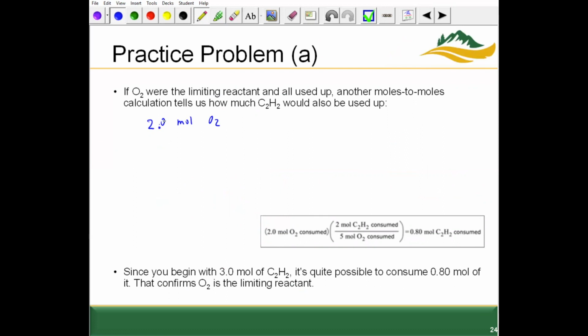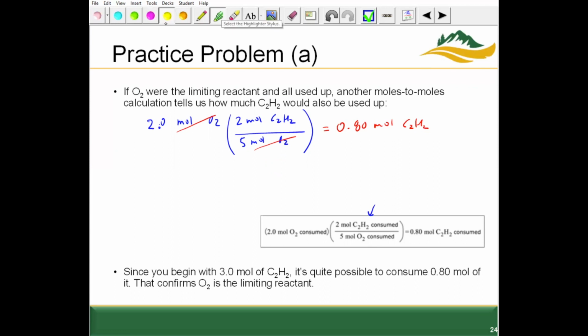So we have 2.0 moles of O2. We're going to use this conversion factor again. We need to flip it so that 5 moles of O2 are in the denominator and 2 moles of C2H2 are in the numerator. Moles of O2 cancel with moles of O2. Then we get 0.80 moles of C2H2 are needed. So if oxygen runs out first, it's going to require 0.80 moles of C2H2.